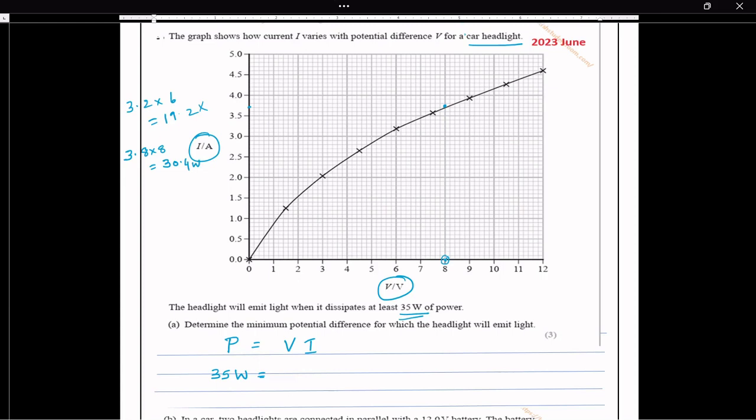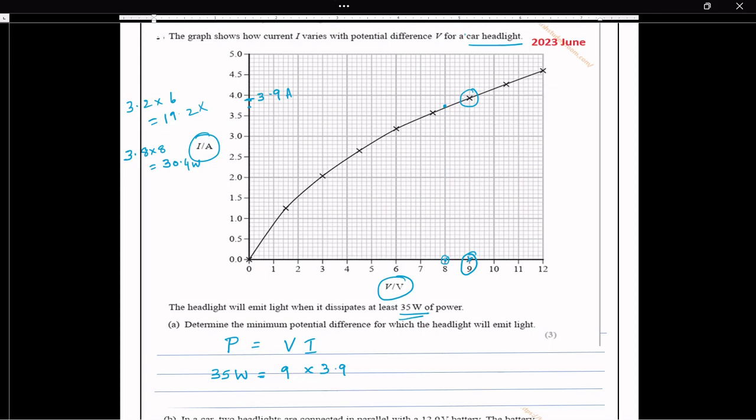So let us try with 9. I think with 9 you will get it. With 9 volts, what is the current at this point? The current is around 3.9 amps. So the voltage 9 times 3.9 is giving a value of 35.1.